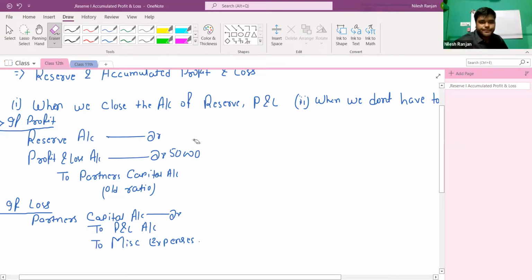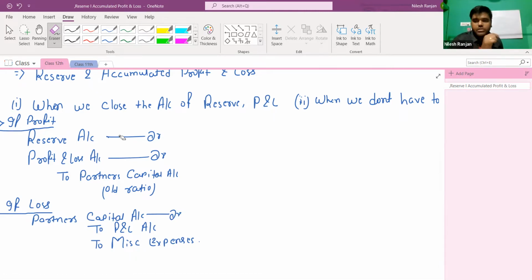Okay, so this is our case 1. Maybe there is loss, maybe there is profit. Loss will be written on the asset side of the balance sheet, and profit will be written on the liability side of the balance sheet. So if there is any profit, we have to distribute and pass journal entry number 1. And if there is any loss, we will pass journal entry number 2. So this is our journal entry for distribution of reserves and profit and loss.